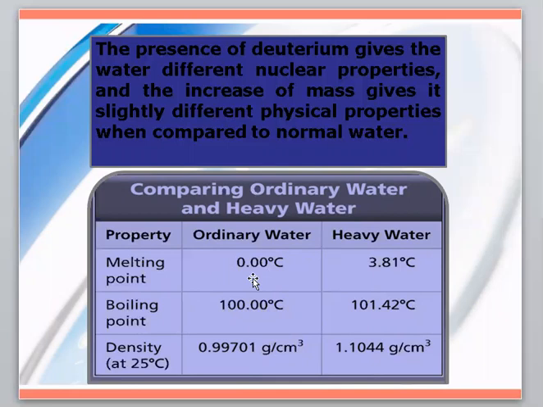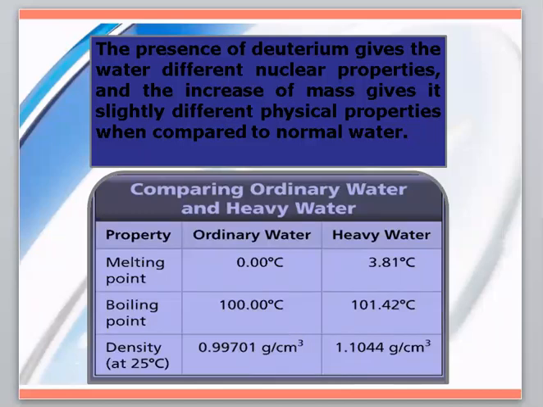Melting point: ordinary water shows 0.0 degrees Celsius, whereas heavy water shows 3.81 degrees Celsius. Boiling point: ordinary water shows 100 degrees Celsius, whereas heavy water shows 101.42 degrees Celsius. Density observed at 25 degrees Celsius: the density of ordinary water is 0.99701 gram per cubic centimeter, whereas heavy water shows 1.1044 gram per cubic centimeter. So all the values are a bit higher than ordinary water.